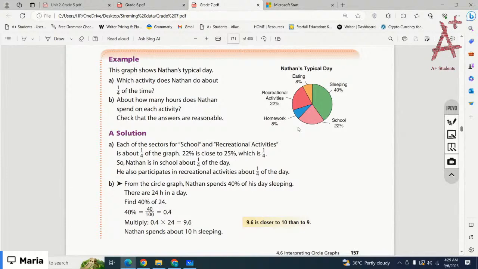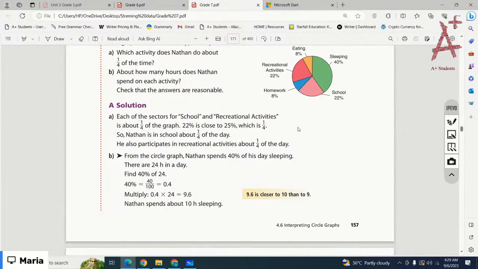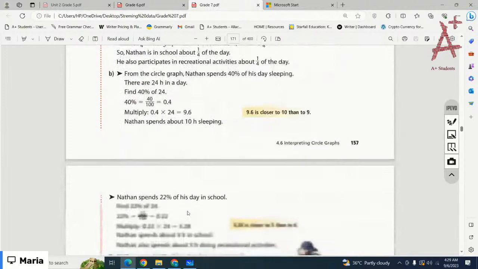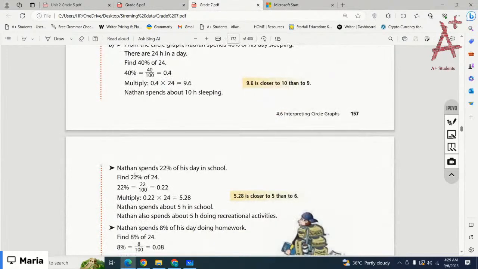About how many hours does Nathan spend on each activity? Let's just calculate each activity. 24 hours in a day, right? That is the graph for 24 hours. So just multiply 40% times 24. That is 9.6, around 10. That means 10 hours he is sleeping. Then 22% of 24 is 5 hours he's in school, right?